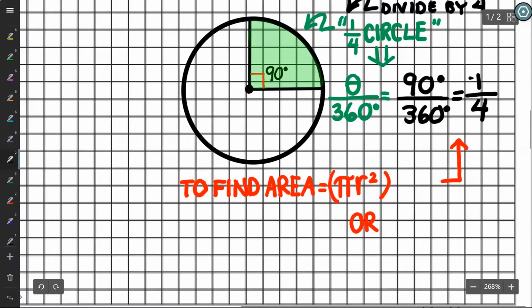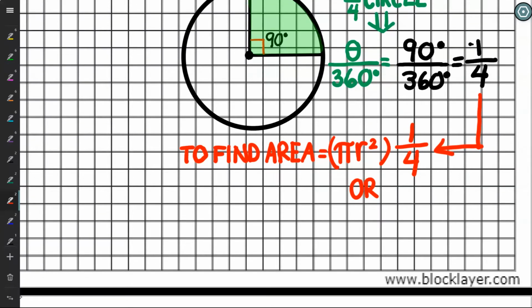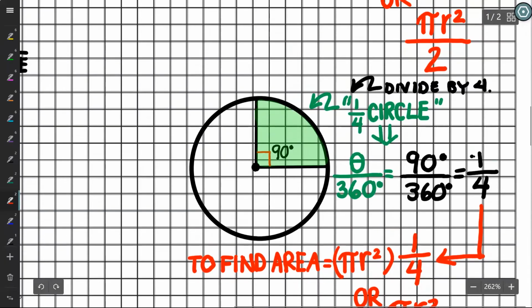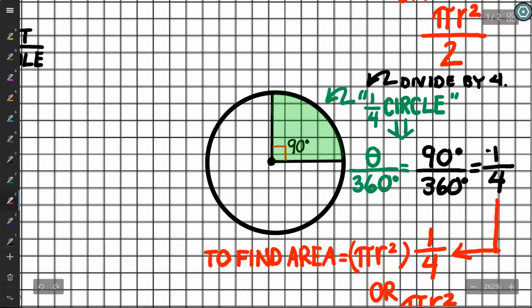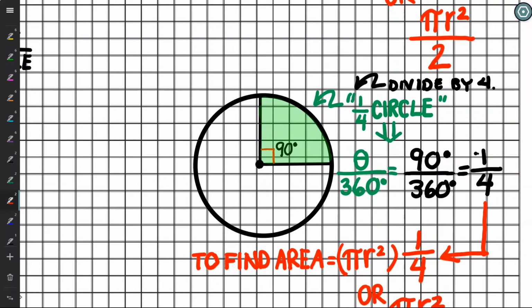So to find the area of a quarter circle, we're going to take this ratio that we solved for up here and multiply it by our formula for area of a circle. So we can go pi r squared times 1/4, or we can rewrite it as pi r squared divided by 4, sorry, because we have 1/4 of a circle. Alright, so this works really well when we have relationships that are easily identifiable, like quarter circles or half circles, or even like 1/3 of a circle or 1/6 of a circle.